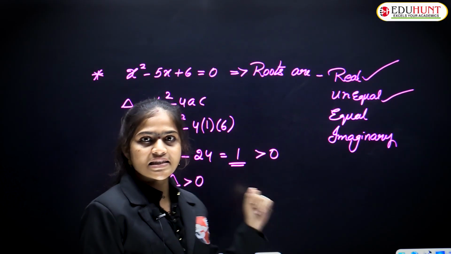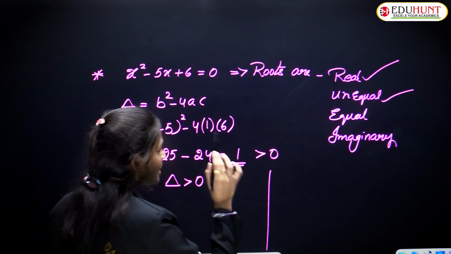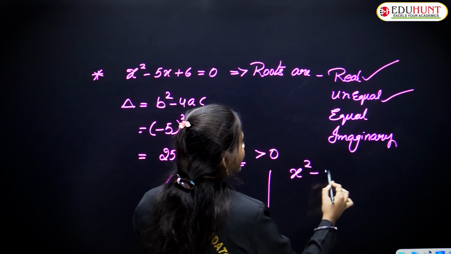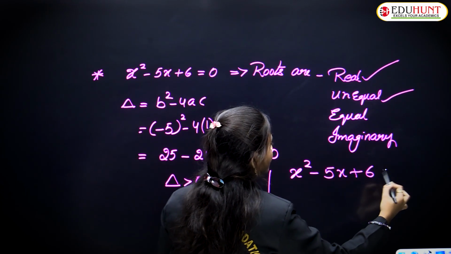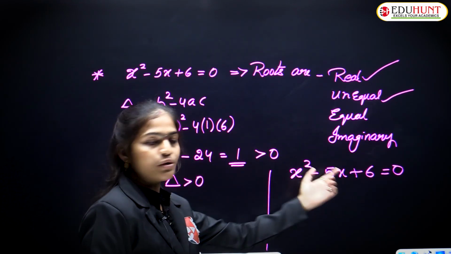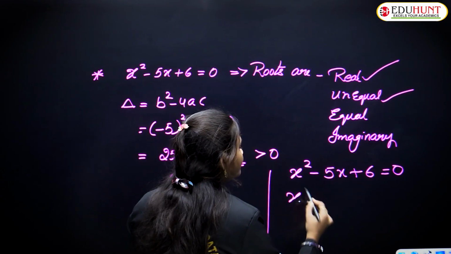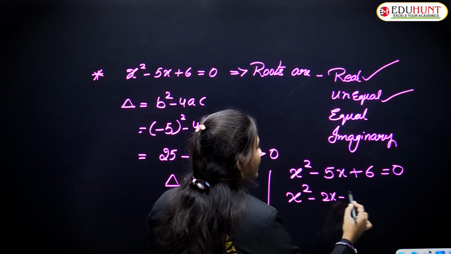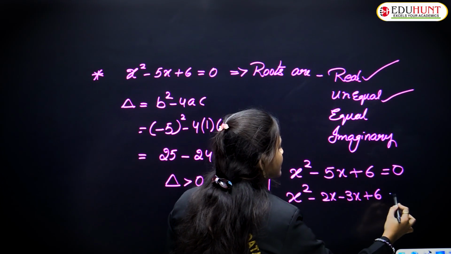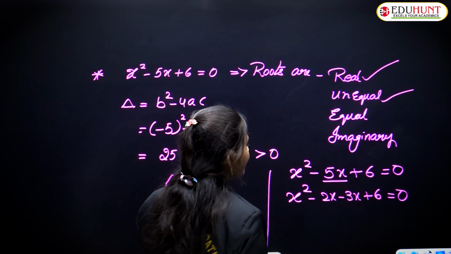So let us check once here. The same example I am taking: x² - 5x + 6 = 0. For this equation, the roots are real and unequal, we got it. Yes or no? See here, x² - 2x - 3x + 6 = 0, just splitting the middle term.